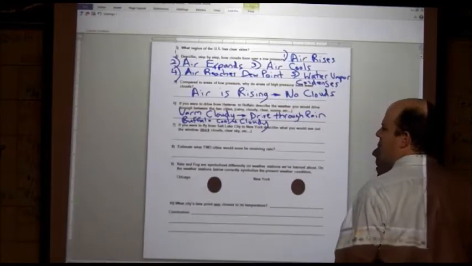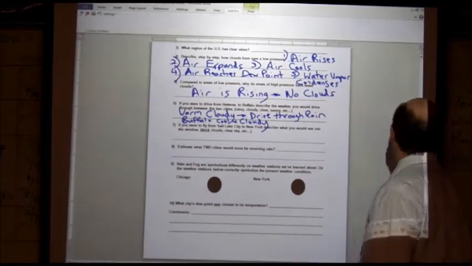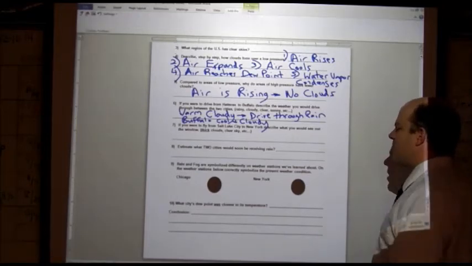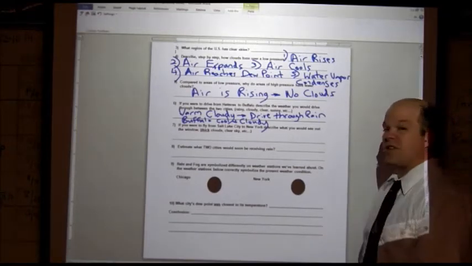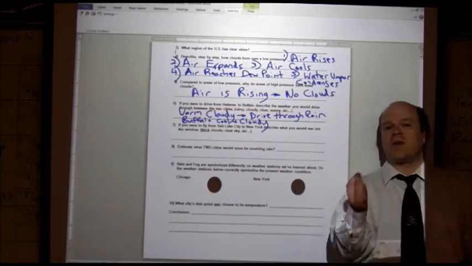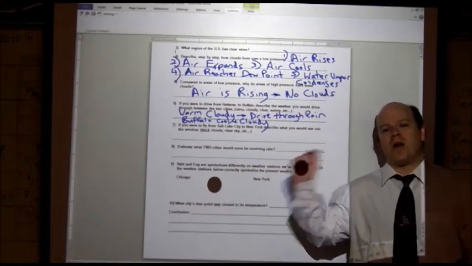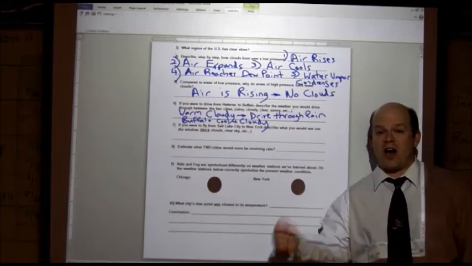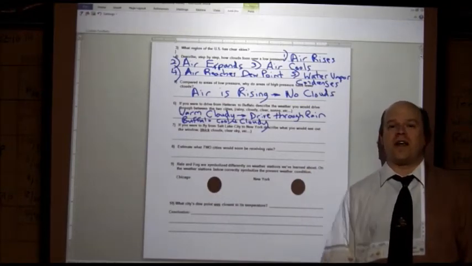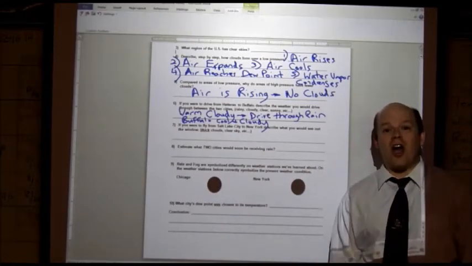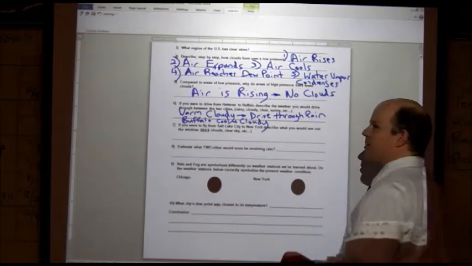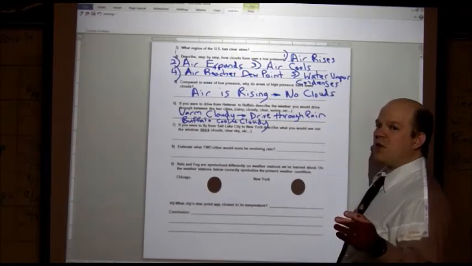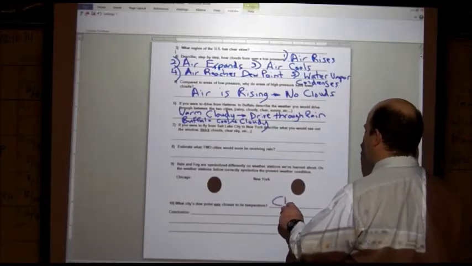And then it says, okay, you did number 9 hopefully for homework. So let's see, what city's dew point was closest to the temperature? This is a really good one. This is one that you got to know. Okay, relative humidity, if you look on the relative humidity chart, if you haven't noticed, when it's 100%, the temperature and the dew point are together. They're always locked together. The one that has mist floating in the sky would be Chicago because it's foggy.